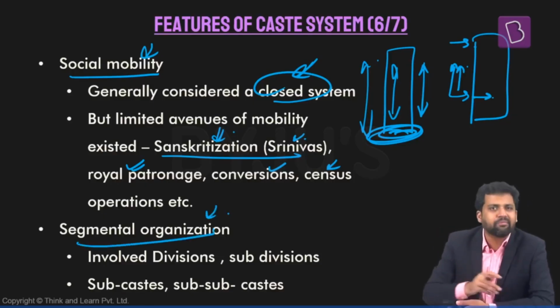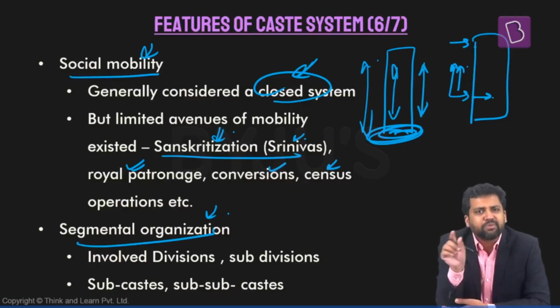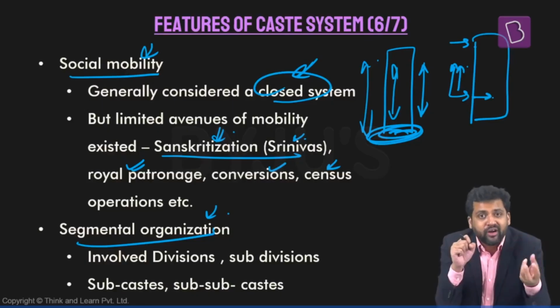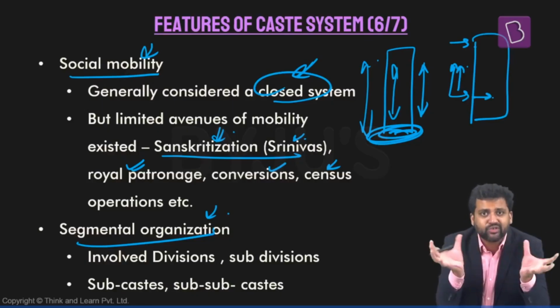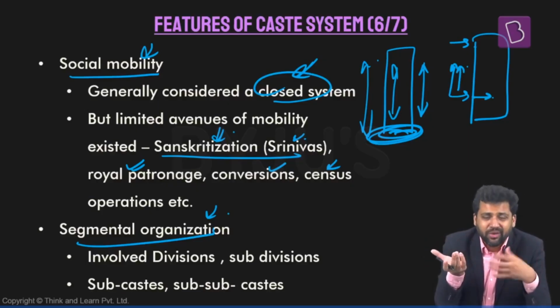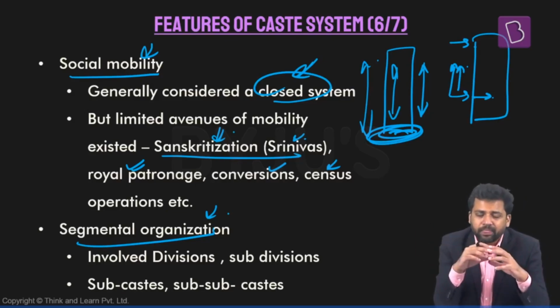The next one, segmental organization. Already I talked about this. As per the caste system, the entire society is divided into segments, and some of these segments can be further divided into subsegments. You have the entire society divided into different castes. The castes can be further divided into subcastes. The subcastes can be further divided into sub-subcastes. So this can go on.